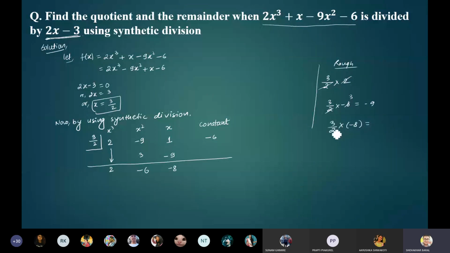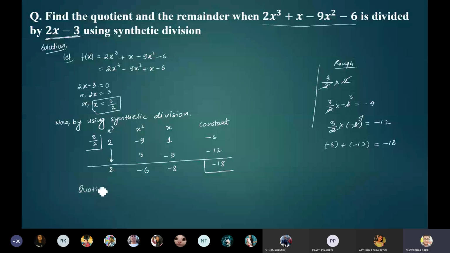3 by 2 times minus 8: 2 times 4 is 8, and 3 times minus 4 is minus 12. So you get the product here, minus 12. Now add this to minus 6: minus 6 plus minus 12 will be equal to minus 18. I hope you understand this. This is the remainder.